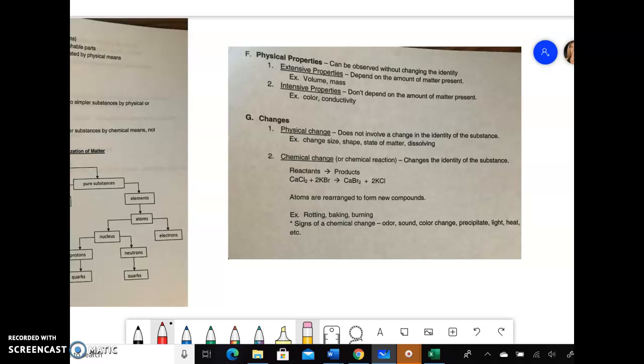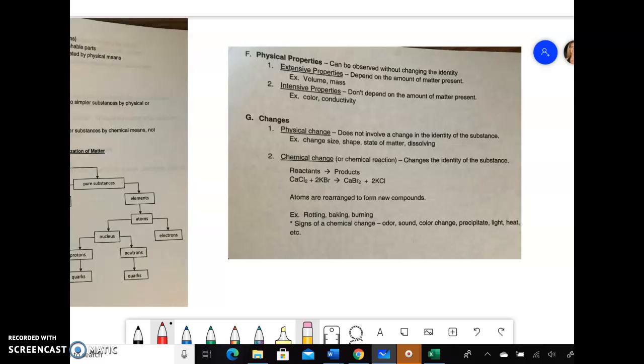The next two words you may not have heard before, so you might want to highlight these two: extensive properties versus intensive properties. Extensive depends on how much stuff you have. So how much something weighs, how long something is, that matters how much stuff you have, so that's going to be extensive. Intensive does not matter how much stuff you have. So the color of your shirt, whether it's your whole shirt or you cut it in half, it's still going to be the same color. It doesn't matter how much you have.